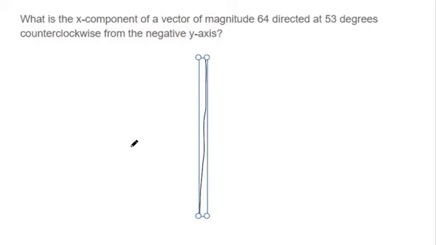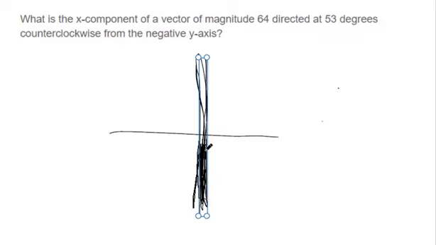Okay, so let's draw the vector that they're talking about, and then we can find the x component. Okay, a vector of magnitude 64 directed at 53 degrees counterclockwise from the negative y-axis. So the y-axis is this axis right here that's highlighted, and the negative y-axis is down here, because -1, -2, -3, those are all down here on the y-axis.